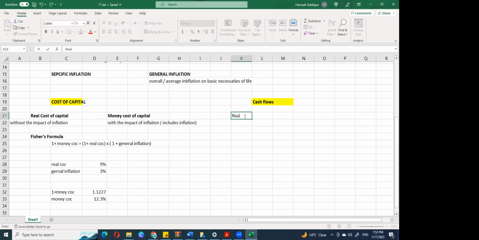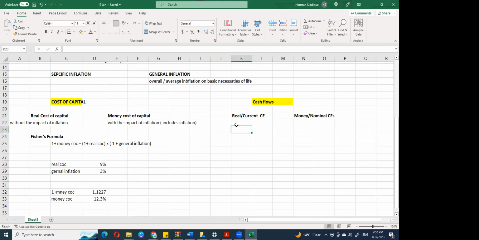One is called real cash flows, or current cash flows, or cash flow. The second is called money cash flows, money or nominal cash flows.